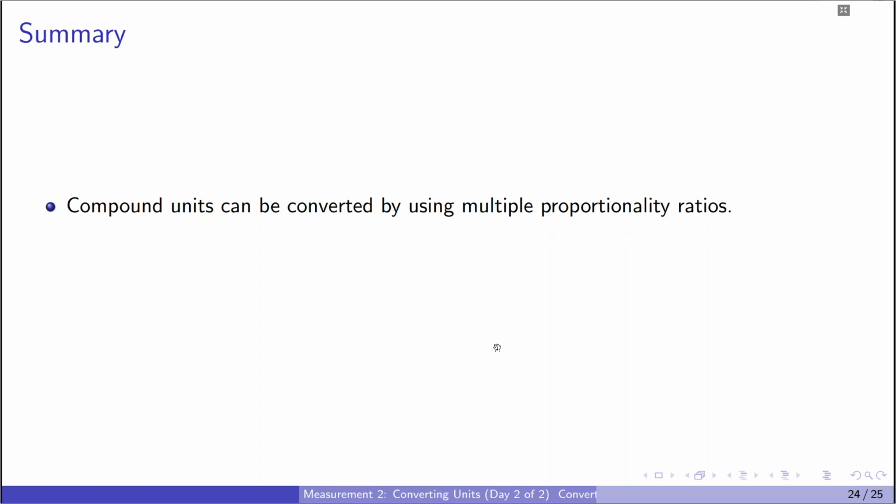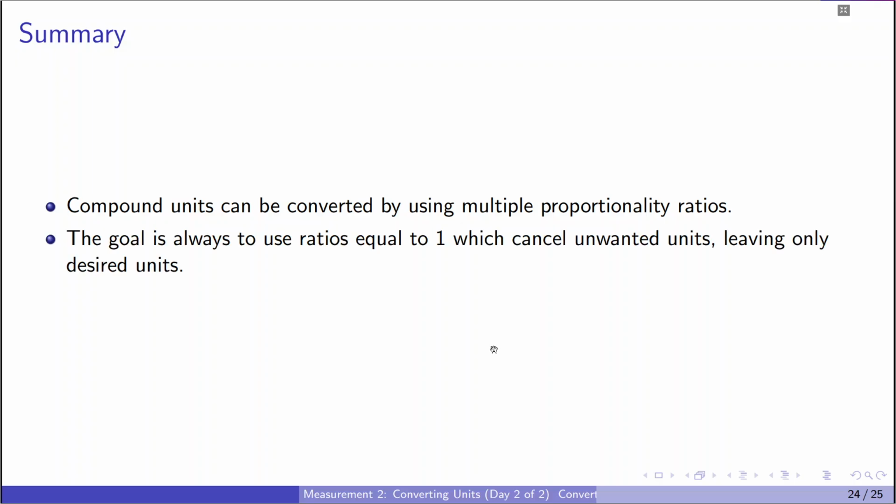In summary, compound units can be converted by using multiple proportionality ratios. The goal is always to use ratios equal to 1, which cancel unwanted units, leaving only the desired units.